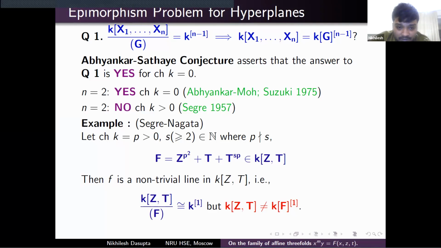What you can see is that this is an irreducible polynomial. An argument for that probably would be Eisenstein's criterion, with t being the prime. There might be other ways, but this is an irreducible polynomial. And this f, this is a typo, I think this will be capital F. So this will be a non-trivial line in K[z,t]. K[z,t] mod F will be K[1], but F is not a variable. So this is an example of a non-trivial line.